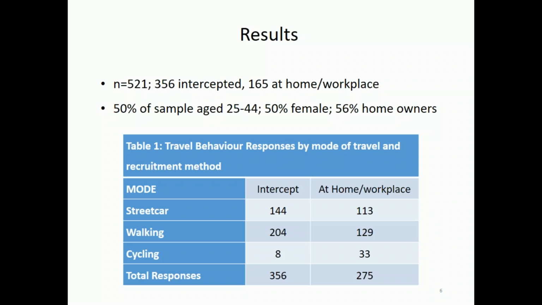So 50% of the sample was between the ages of 25 and 44. There was an equal distribution of female and male participants, and 56% of the participants were homeowners.